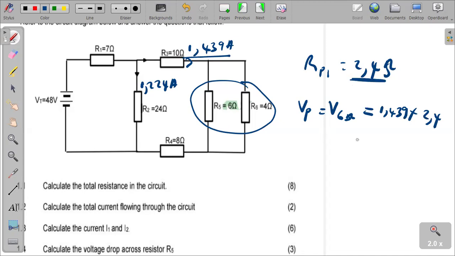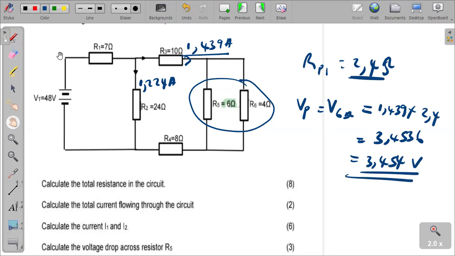So if we multiply that, we shall get 3.4536, which is apparently 3.454 volts to 3 decimal places. Alternatively, we can also do this, but there are many ways, of course.